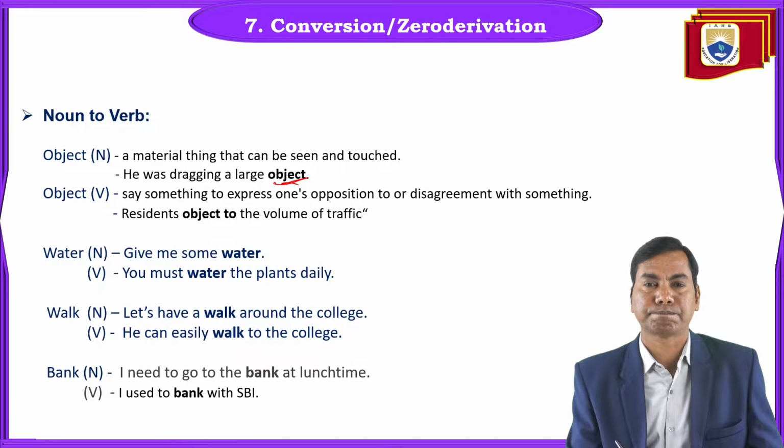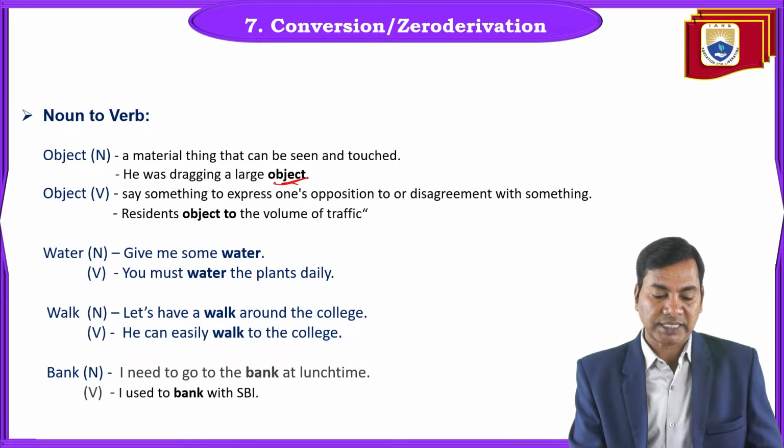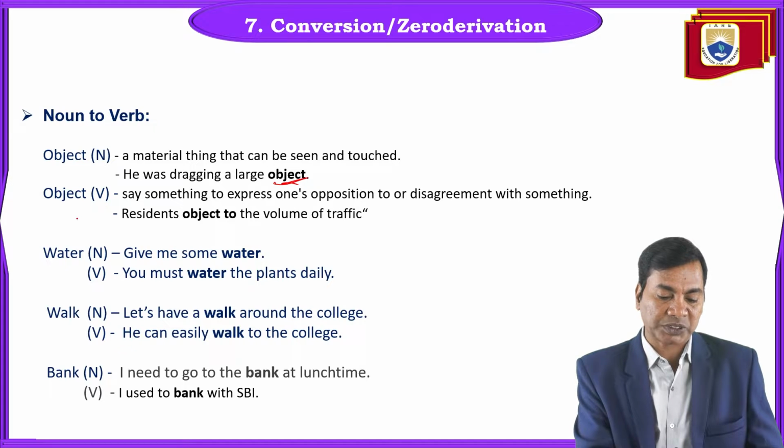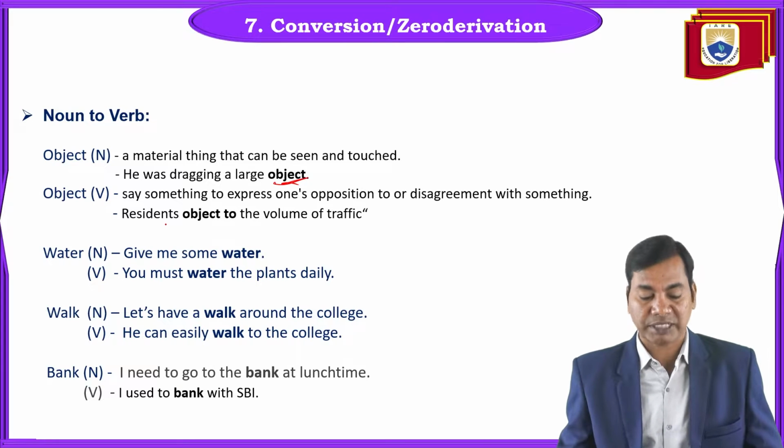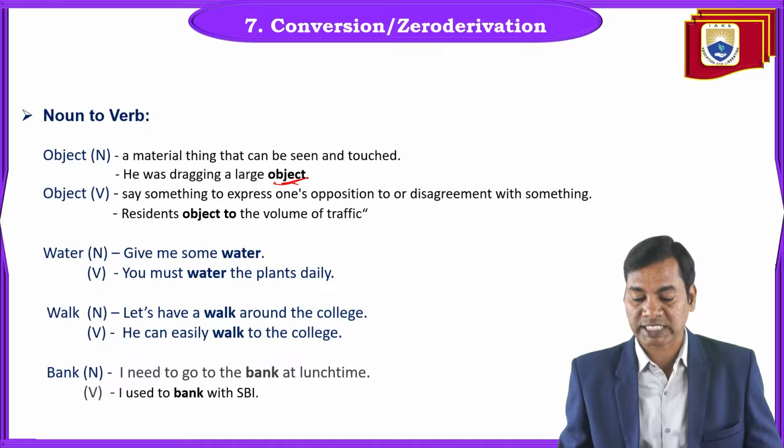Object, right? And look at the word object, how it is used as a verb. Object. Here object, as a verb, means to say something to express one's opposition to or disagreement with something. Some people object to my explanation, right?